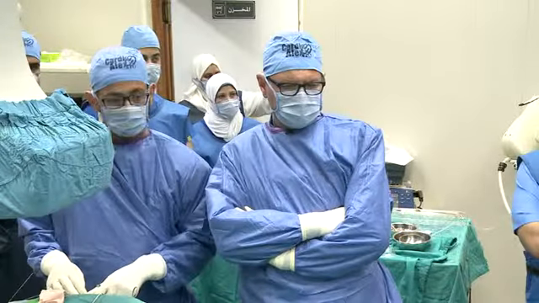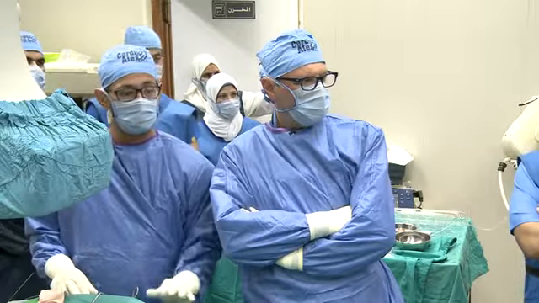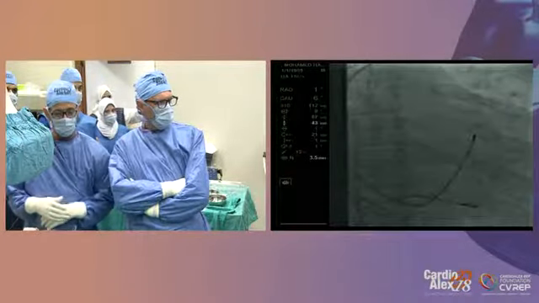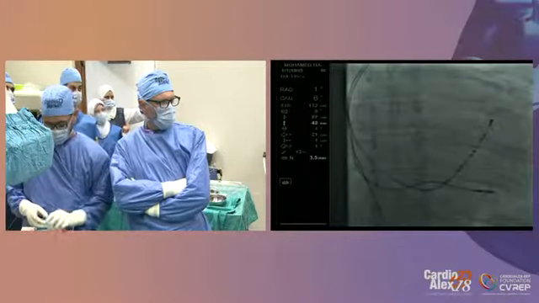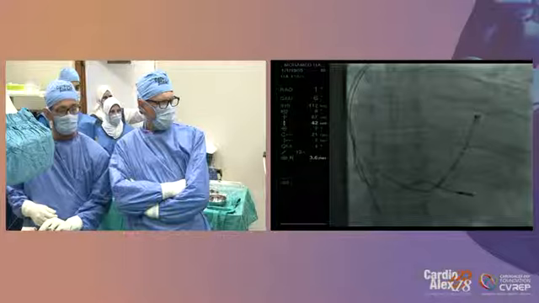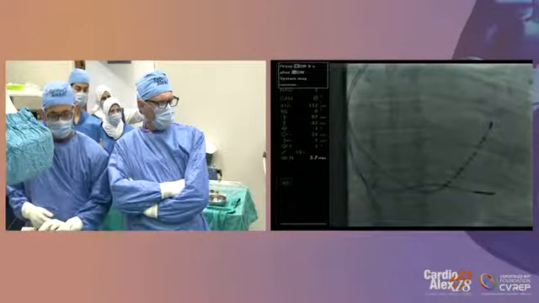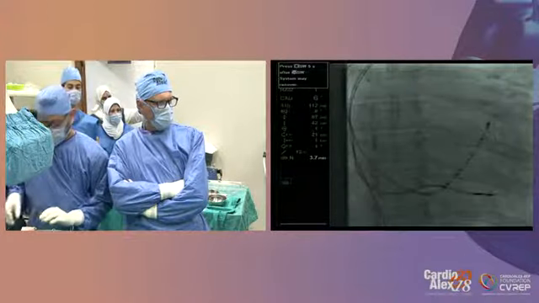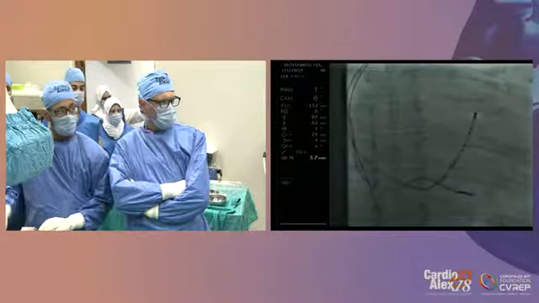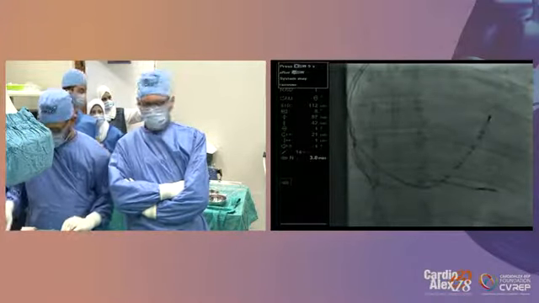Can you see the cine up there on the screen? Professor Mustafa, can you see the image on the screen? Yes. The RV lead is already implanted, and a third wire for the right atrial lead is not implanted yet. We will start the LV lead implantation.